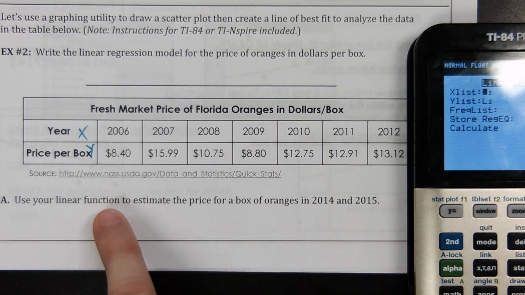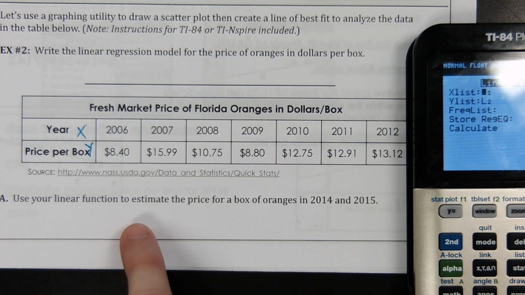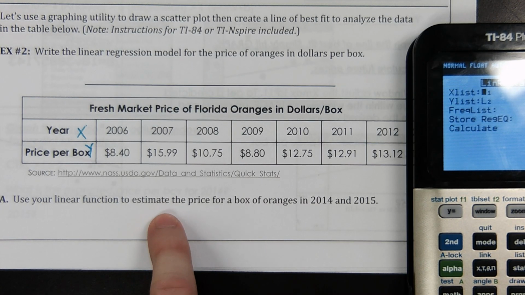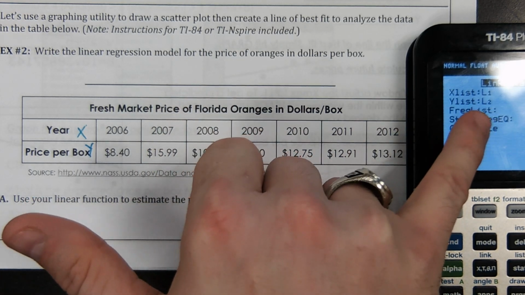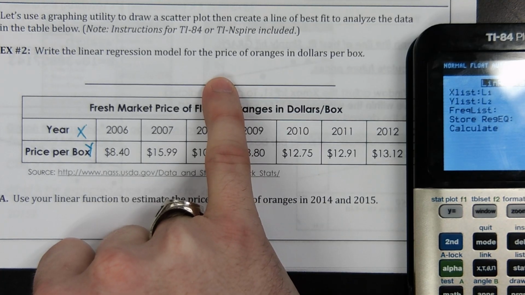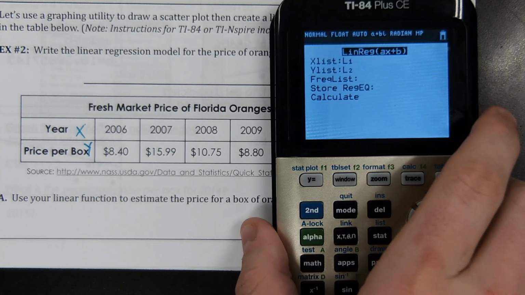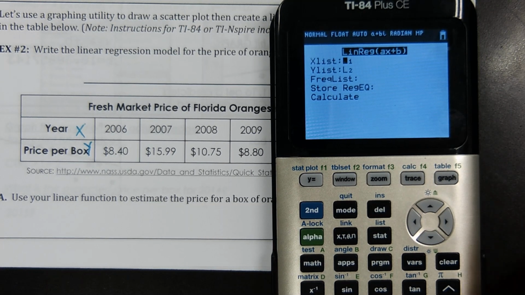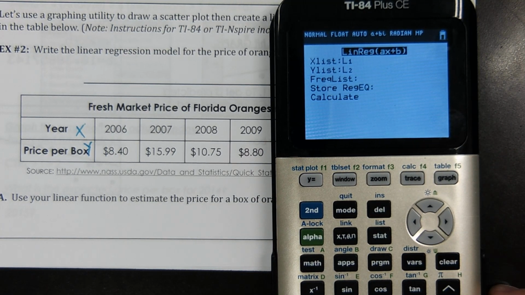So when it asks you to use the model, you need to use the model that has the rounded numbers in it. So we're not going to use the exact equation that the calculator predicts right here. We're going to take the equation it predicts and we're going to round everything to 3 decimals. So I'm not even going to bother storing it this time. We got the X list, we got the Y list. We don't have a reason to store it. I'm just going to go down to calculate.